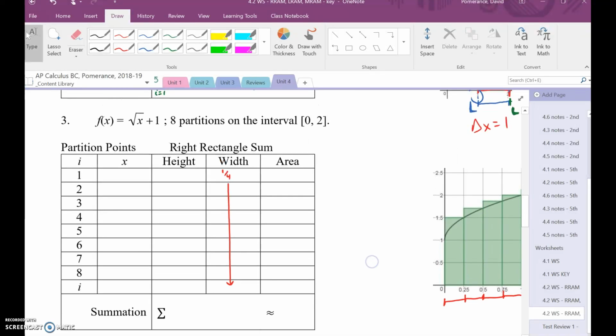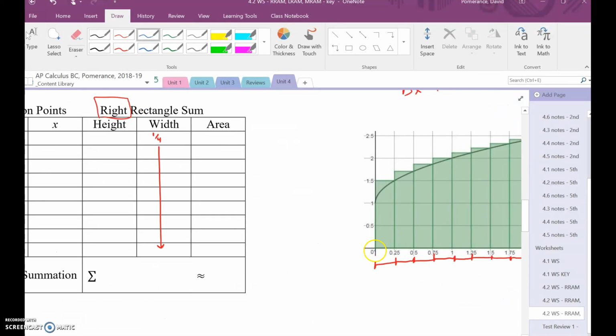This time we're doing a right rectangular sum. So you might be able to figure out what's going on there. We've got the first subinterval goes from 0 to 1/4. And we've got a left side of the rectangle, and we've got a right side of the rectangle, but it's the right side that determines the height of the rectangle. So when the right side hits the curve, the square root of x plus 1, we know that that's going to be the height.